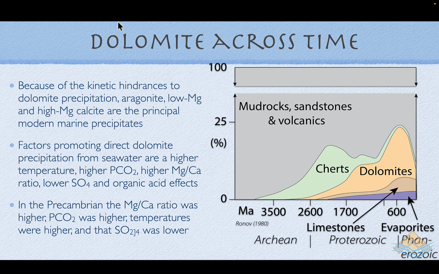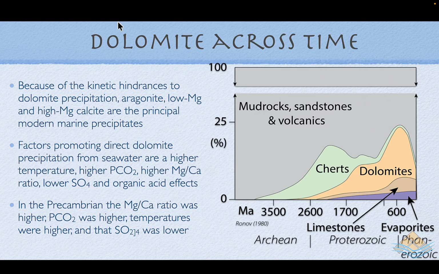Likewise, with aragonite, low magnesium calcite and high magnesium calcite, these are the principal modern marine precipitates with little or no dolomite. And so factors affecting direct dolomite precipitation from seawater are influences like higher temperatures, higher partial pressures of carbon dioxide, higher magnesium to calcium ratios, lower sulfate and organic acid effects. The magnesium to calcium ratio was higher, CO2 levels were higher, and temperatures were higher, and sulfate levels were somewhat lower than they are in the Phanerozoic oceans, and so we tend to see dolomite dominating in the Proterozoic.